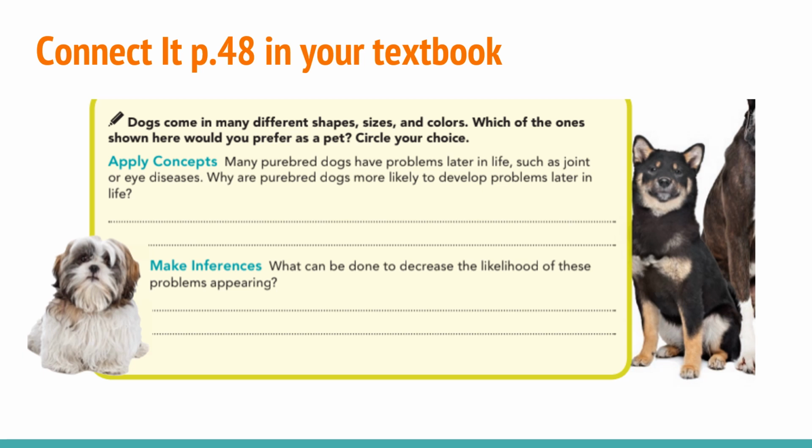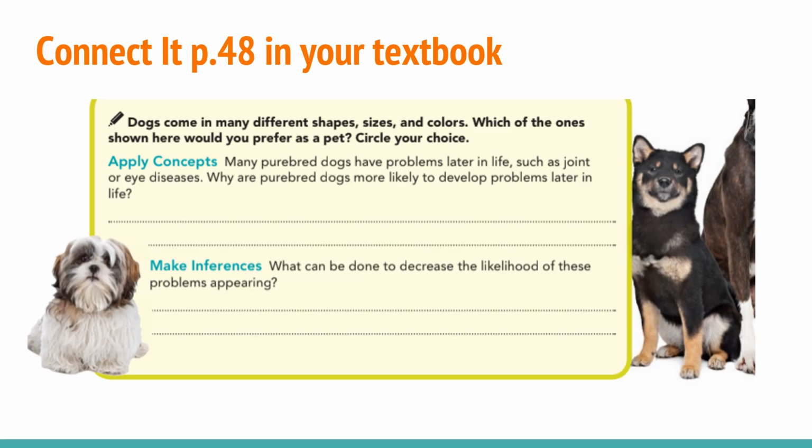On page 48 in your textbook, there's a Connect activity that reads, dogs come in many different shapes, sizes, and colors. Which of the ones shown here would you prefer as a pet? Circle your choice. So, we have a lot of different options.